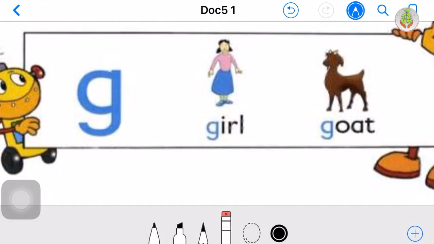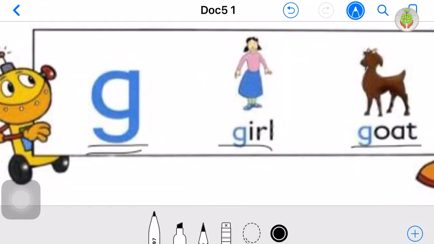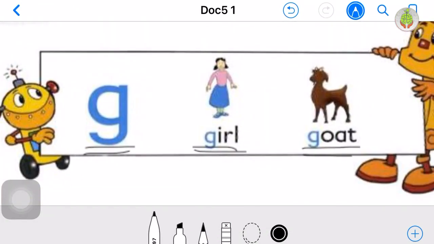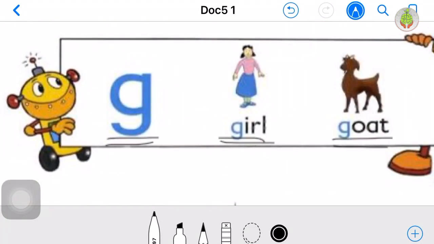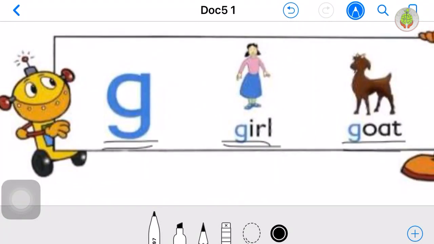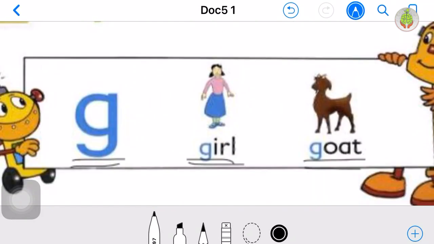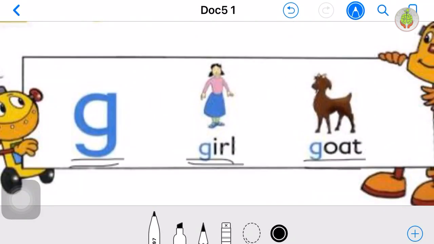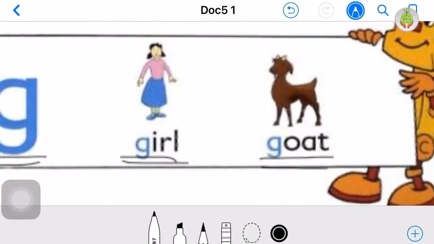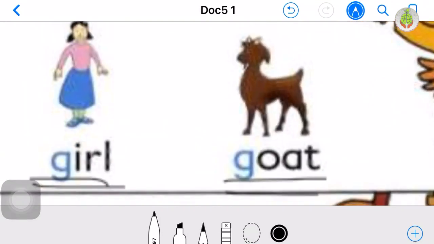G. Go. Goat. Goat. Go. Go. Goat. Goat. Now listen and say them after me. حنكررهم بعد الأوديو. G. G. G. Go. Go. Go. Goat. Goat. Goat.